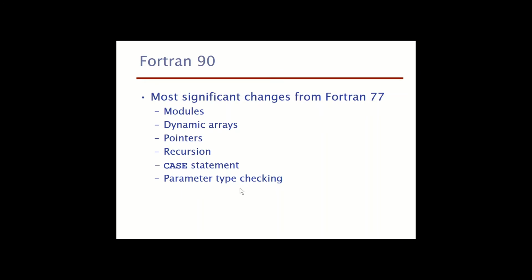Fortran 90 came into existence and it added a lot of things like modules, dynamic arrays, pointers, recursion, case statement, parameter type checking, and these are extremely needed for modern day programming. So you see the improvements added to 77. Well, back then they were not exactly needed. Neither did the machines back then have the ability to process these things, or at least most of them.